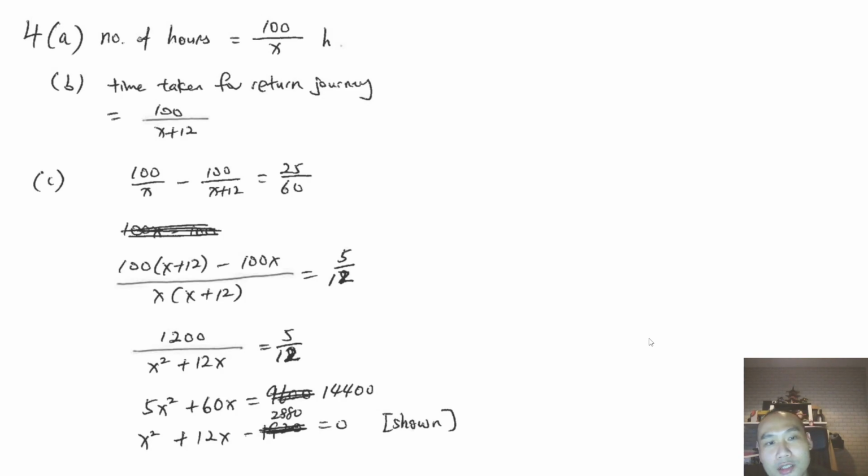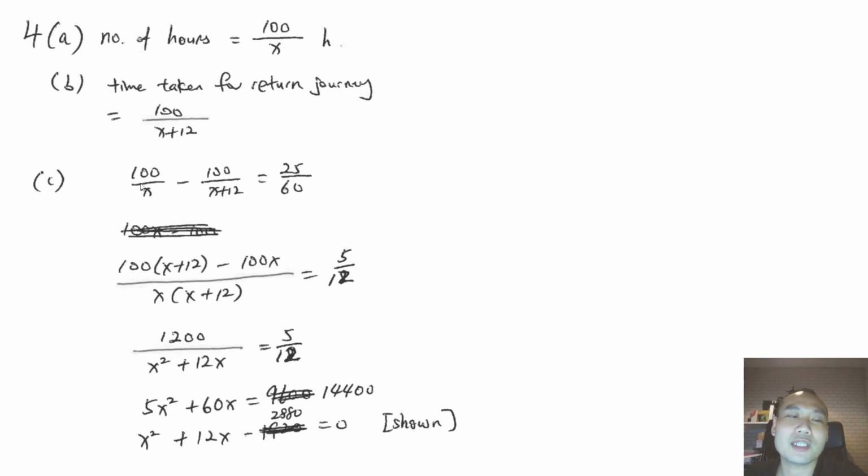Okay, question 3. So here, first they want us to find the number of hours. So the number of hours will be the distance over the speed, right? So 100 over x. There we have it, right? Now for the return journey, the speed is a bit faster. So the distance is still the same. So 100 over x plus 12, right? Because the speed is a little bit more, right? So after that, what do we have, right? So we have 25 minutes is actually 25 over 60 hours.